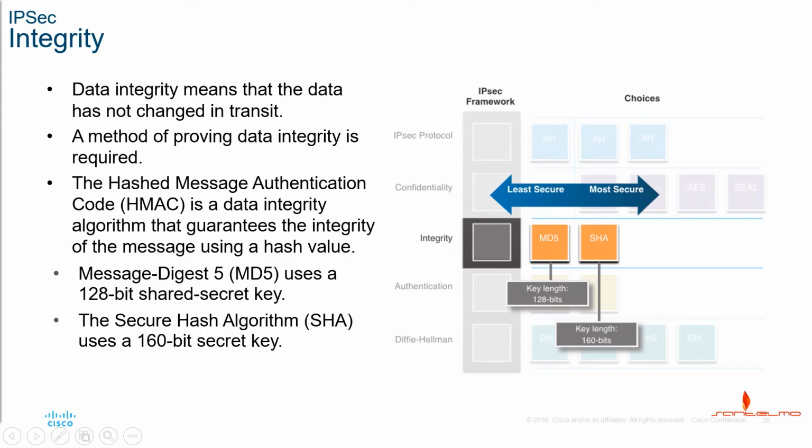Because VPN data is transported over the public internet, a method of proving data integrity is required to guarantee that the content has not been altered while in transit.